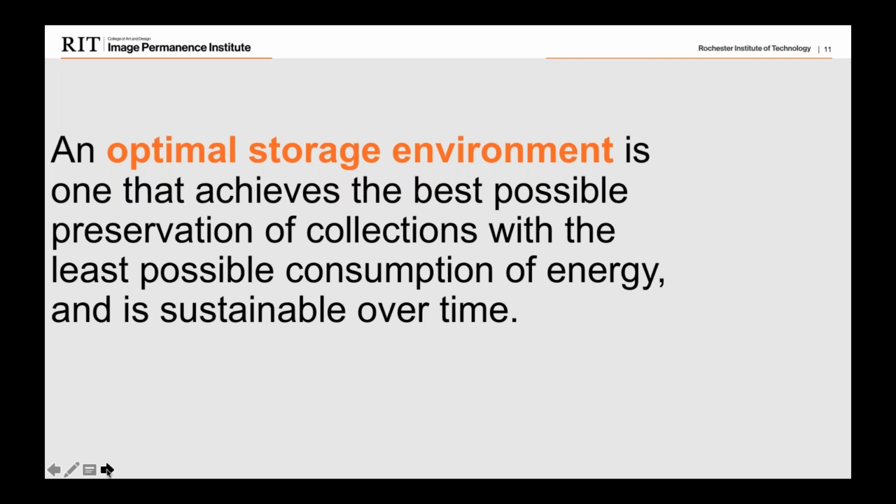So if the goal is not to maintain flatline conditions, but it's still to avoid these risks, how would we define what we want to do in terms of fluctuations? The way that we define optimal is we want to achieve the best possible preservation of the collections with the least possible consumption of energy. And so you'll see throughout this PowerPoint that's our goal in terms of understanding what represents risk and what situations are really within the realm of good preservation.